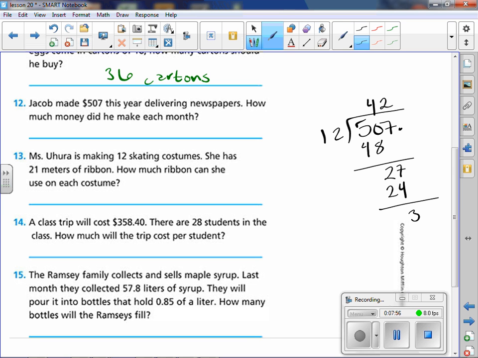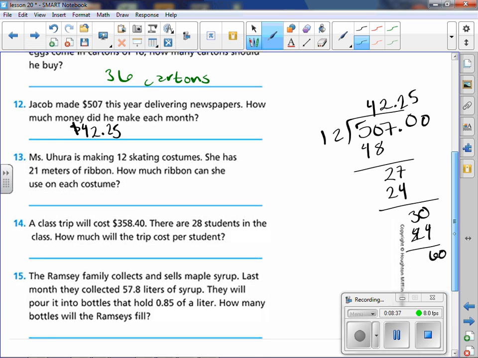I'm going to add a decimal because I want to keep going. It's money, so I can keep going. 12 into 30 twice again, which is 24. Subtract out, I get 6. I'm going to add another 0. Bring down. 60 divided by 12, 5 times perfectly. All right, so he's going to earn exactly $42.25 each month.